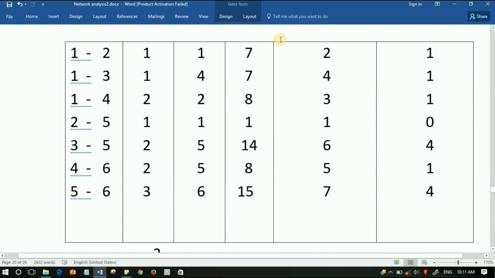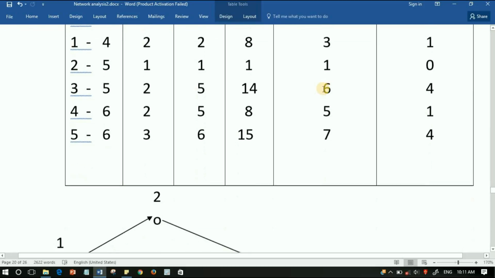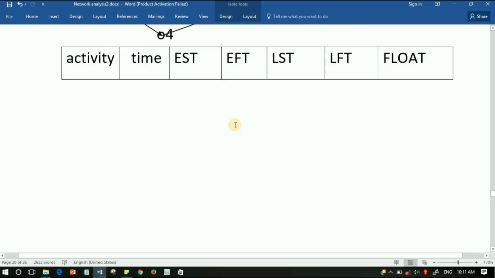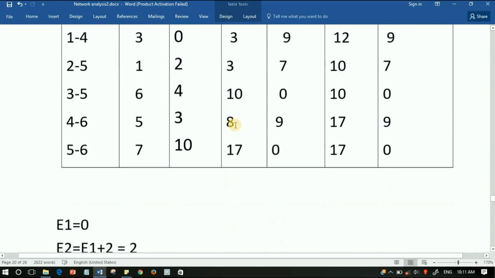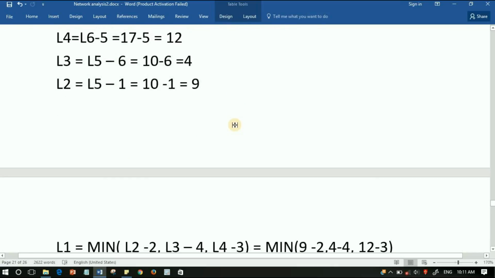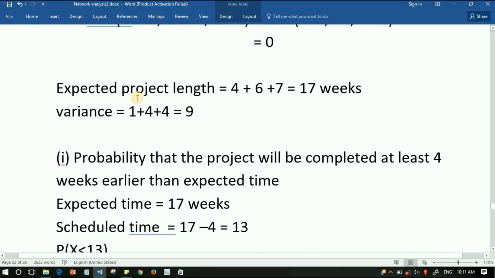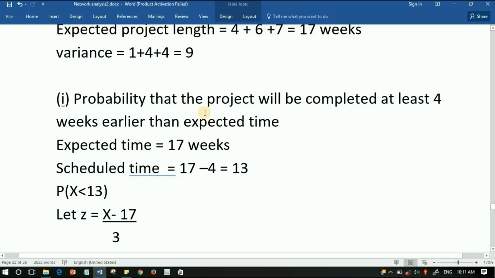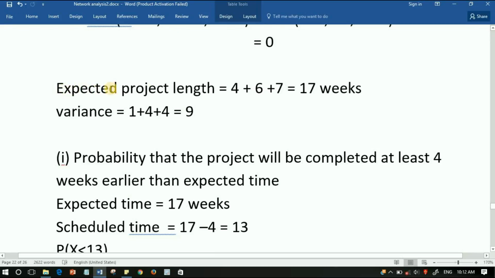So you have to find out the estimation, since time is not given. Draw the network. As before, you have to find EST, EFT, LST and LFT, that is E1, E2, E3, etc. and L1, L2, L3, etc. After finding the critical path, you can see that the expected project length is equal to 17 weeks and the variance is equal to 9.